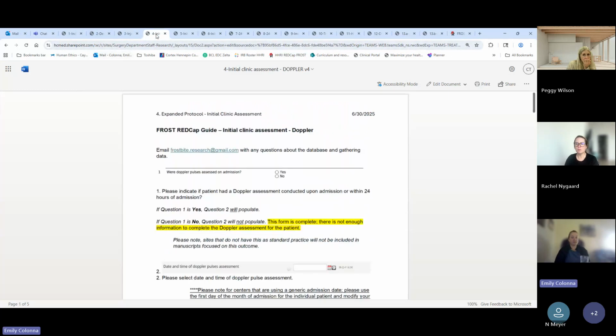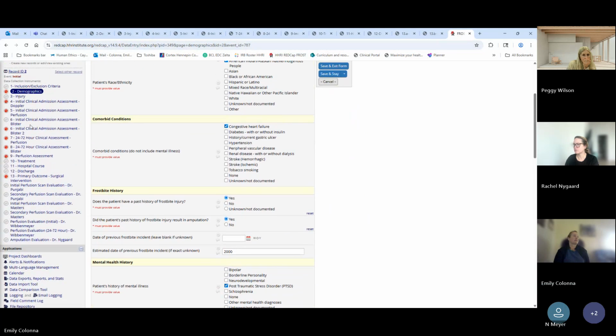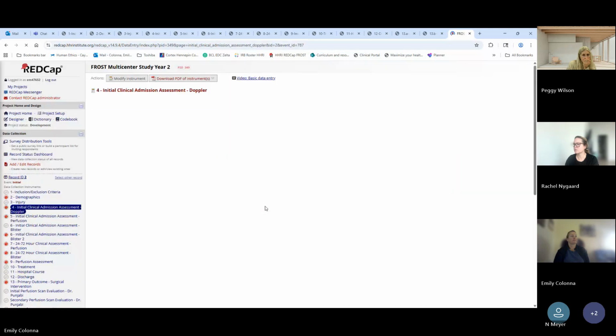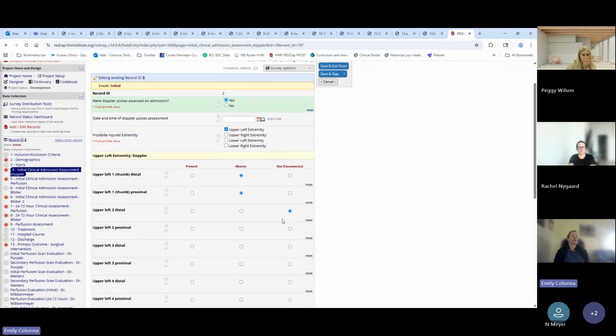Do you guys do Doppler assessment on your frostbite patients? Yes. We do. So this one, let me pull it up on the Redcap. So you would select or type in the date and time the assessment was done, which extremity, and then select if each digit was a pulse present, absent, or not documented. Okay.